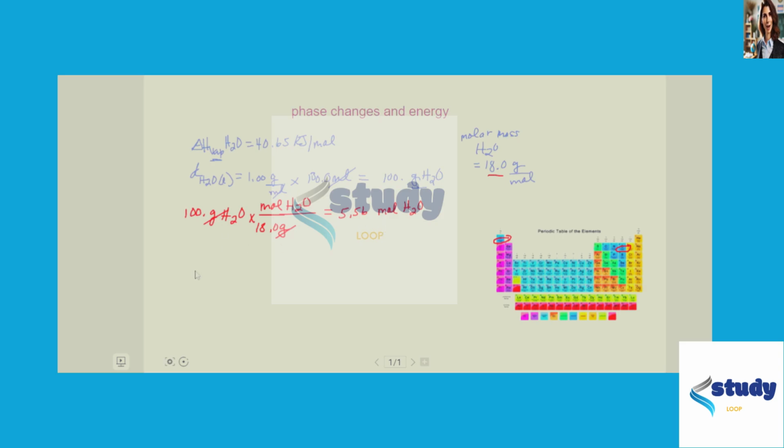So what else do we know? Well, let's go back to that enthalpy of vaporization, where the vaporization of water and the energy is brought into this equation. It takes 40.65 kilojoules of energy to vaporize every mole of water, and we have 5.56 moles of water. Therefore, we should be able to determine how many kilojoules of energy are associated with vaporizing that water from this equation.